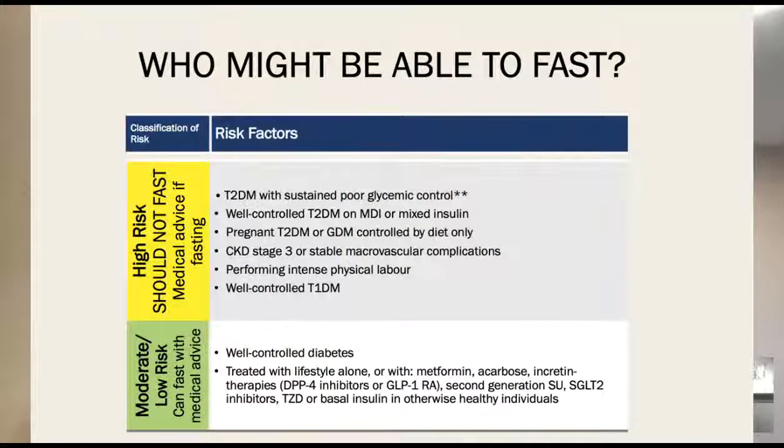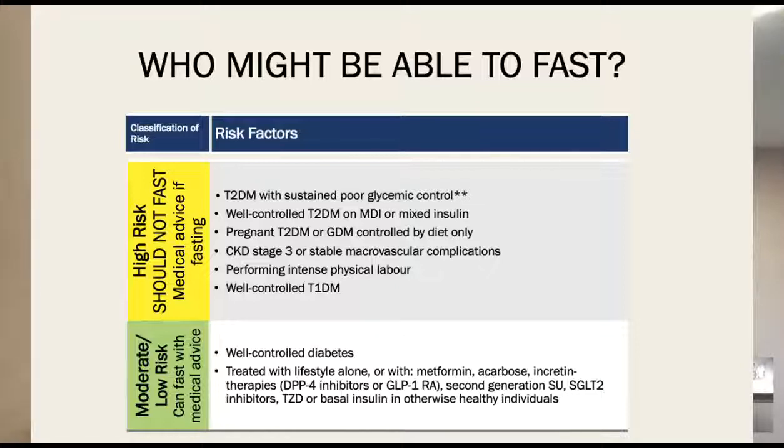Sorry, can we just go back to that again? The yellow zone, the higher risk people, I should say, have type 2 diabetes with sustained poor glycemic control. So ideally, your hemoglobin A1C should be less than 7%.